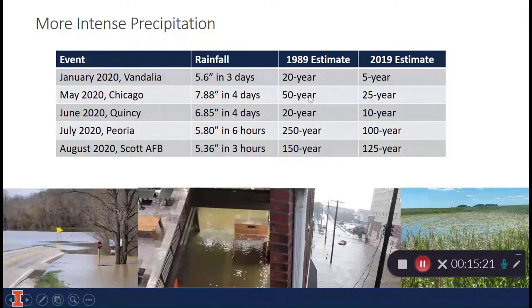Based on the 1989 estimates, that was a 50-year event, meaning it has a 2% chance of happening any given year. So if you're building infrastructure in the city of Chicago, you say, we have a 2% chance of getting that much rain in that period of time. So the impact that occurred because of that, 2% chance of any given year. Based on the 2019 estimate, it has a 4% chance of happening any given year, which means we've doubled the probability of that event occurring.